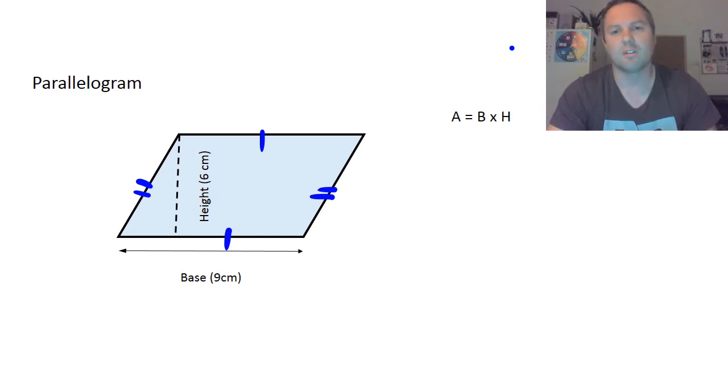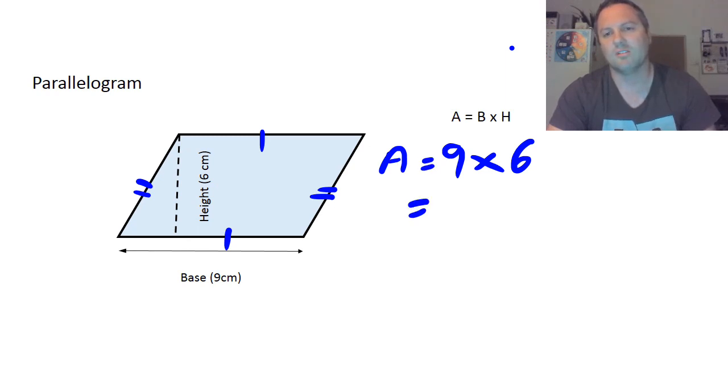So the first thing we're going to do is substitute our numbers. We've got base and height. So our base is 9, we've got our height which is 6, and we're just going to times them together. Okay, so 9 times 6, nice and easy, equals 54 centimeters. Now we have to include the square because we're talking area, but that's basically as simple as it is.